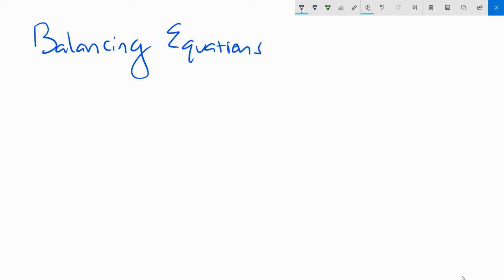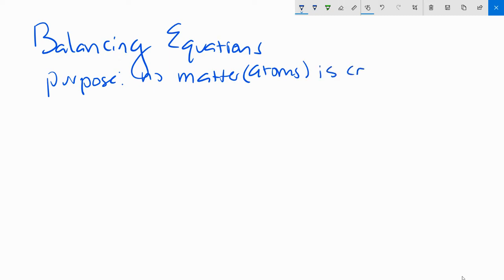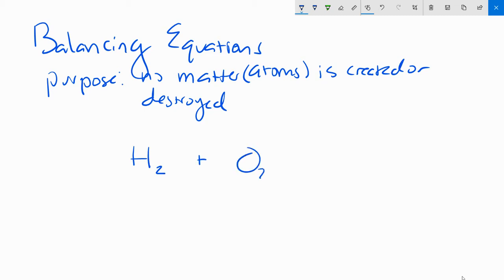All right. The purpose of balancing equations is to make sure that no matter, in this case specifically atoms, is created or destroyed. So a quick example, let's say I have some hydrogen gas and some oxygen gas, and I'm going to make water from that. I've got my reactants here, hydrogen gas, oxygen gas, my products, H2O.